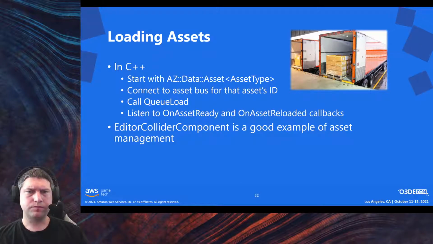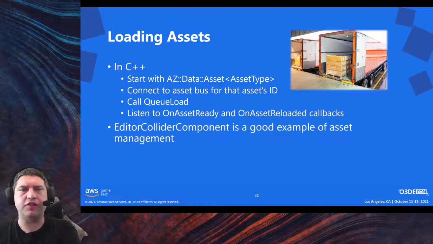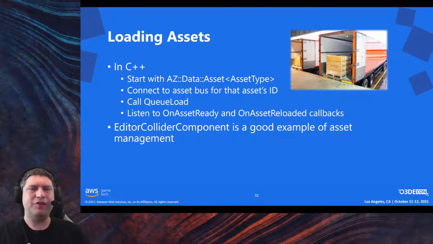From there, you'll want to connect to the asset bus for that asset's ID because a lot of this functionality is asynchronous. We recommend using QueueLoad to load assets in the background. If you need immediate access to the content and you want to do a blocking load, you can. But one of the reasons to use QueueLoad is you're probably going to want to build your component to be able to handle content not yet available and content reloading. That way your content creators can work fast in the editor.